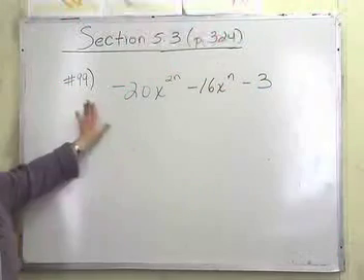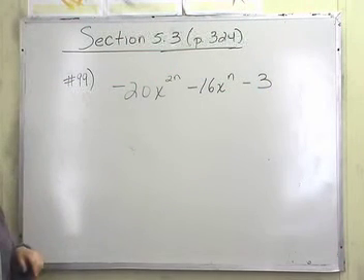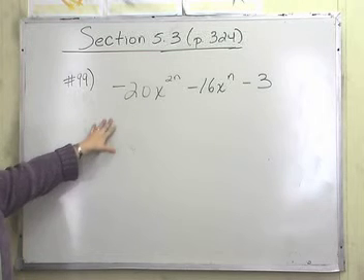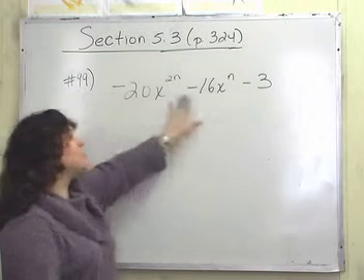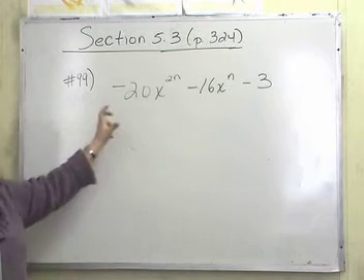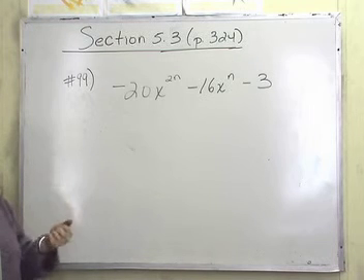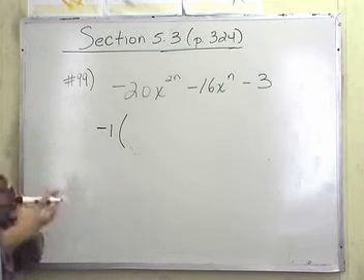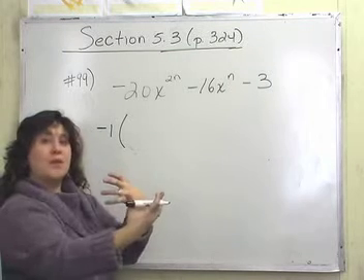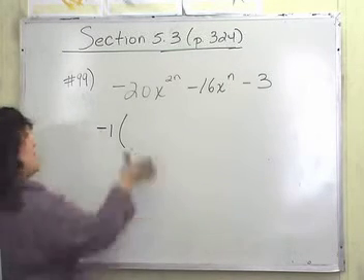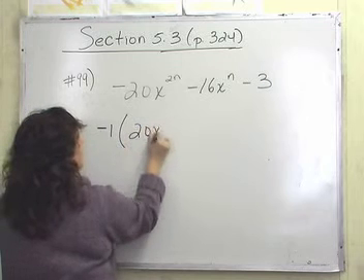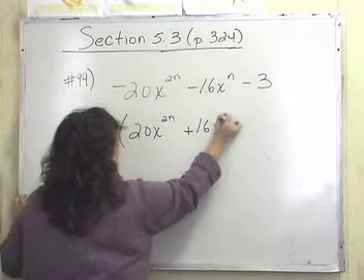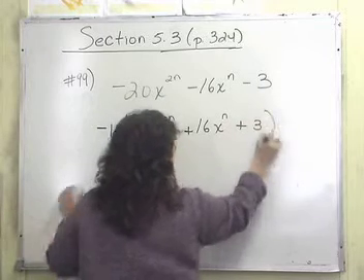Number 99, factor completely. I'm going to look to see if there's a greatest common factor, and there is. I am going to factor out a -1 since each term does have a negative. By factoring out a -1, it will make my trinomial, when it becomes positive, easier to work with. So this will become positive 20x to the 2n plus 16x to the n plus 3.